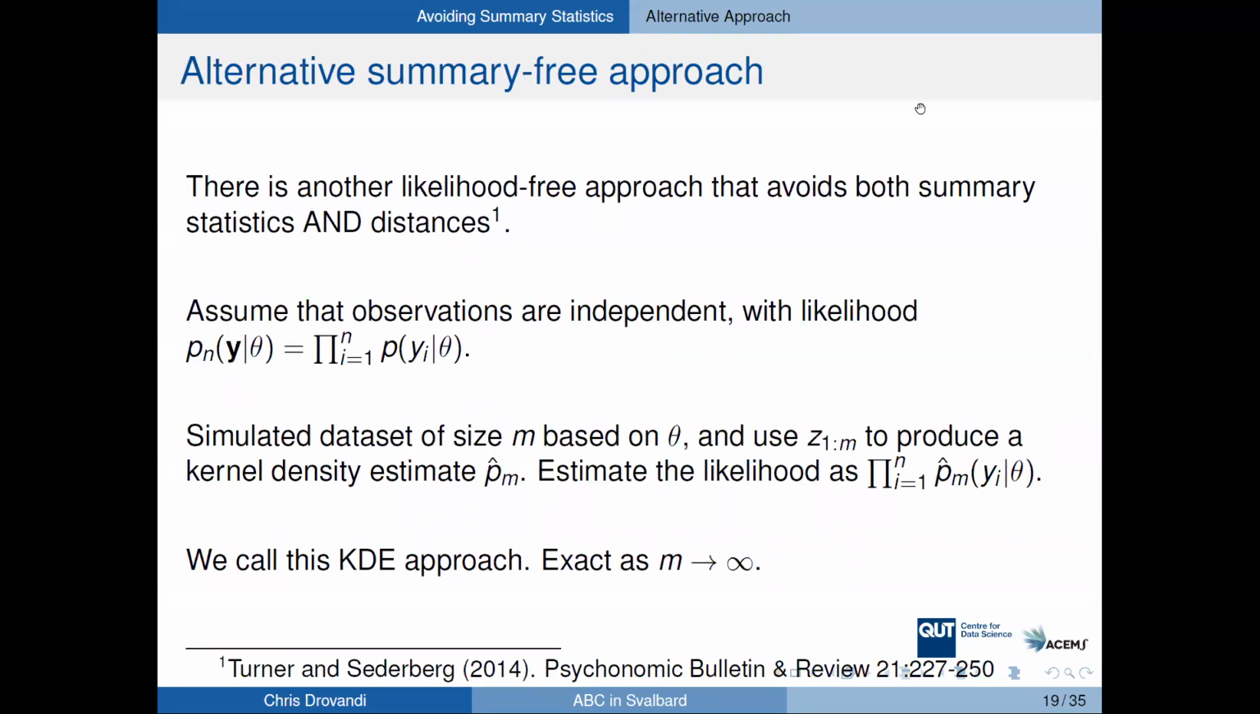Now, there's another summary statistic free approach that's not really ABC, but it's still likelihood free, and it doesn't really fit within the ABC framework. The idea is you make the assumption that the observations are independent, so you can write the likelihood function down in this way. Then you simulate a data set of size m, and use that simulation to construct a kernel density estimator for this likelihood part for a particular value of the parameter. Then you just estimate the likelihood by plugging that KDE in there. So it's kind of like a simulated version of the actual likelihood.